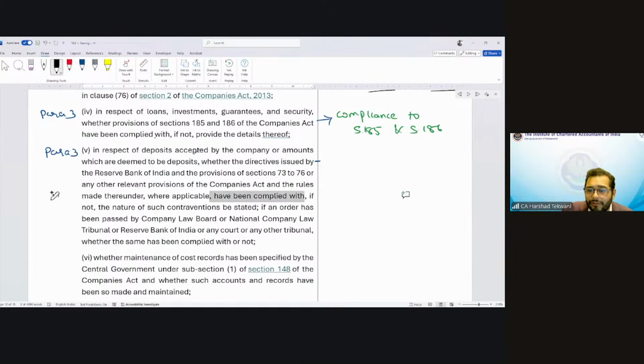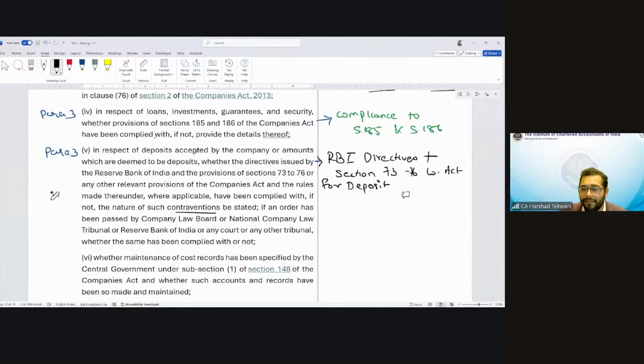So you need to check compliance with RBI directives, and you need to check compliance with section 73 to 76 of the Companies Act. RBI directives plus section 73 to 76 of the Companies Act for deposits. That is the first part. The second part is if there is a contravention. If not complied, the nature of contravention you need to specify. You need to specify what was the contravention or what was not complied.